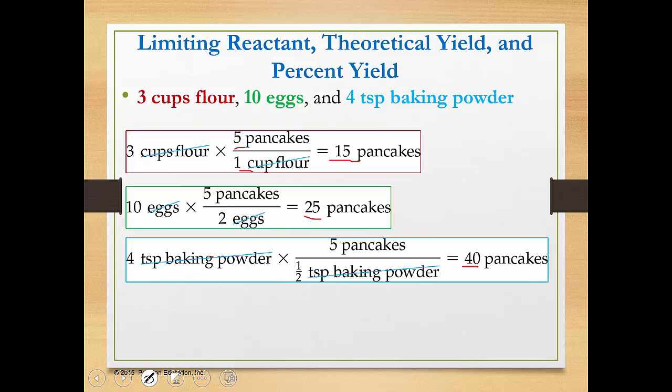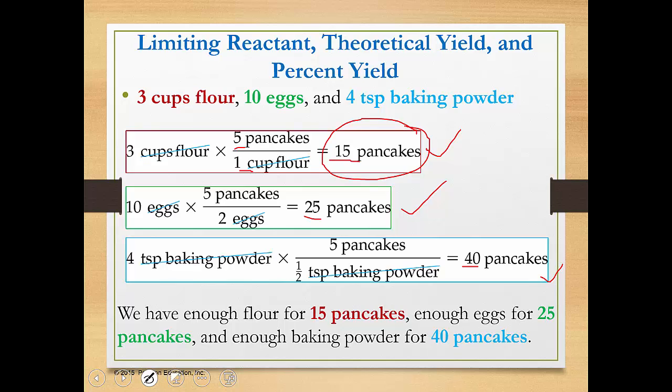All right, so I can see the potential for each ingredient to make pancakes. I can make 15 from the flour, 25 from the eggs, 40 from the baking powder. Well, obviously, the smaller number of these 3 is the 15. My cups of flour are going to run out first. I'm going to have leftover eggs, leftover baking powder, and I'm going to get 15 pancakes.